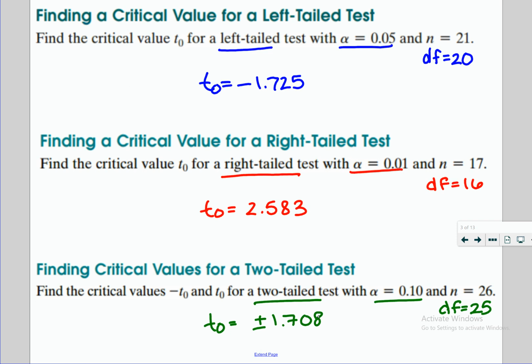Do you guys remember what to do if your degrees of freedom isn't listed on this chart? Like if my degrees of freedom was 62, what would I use?